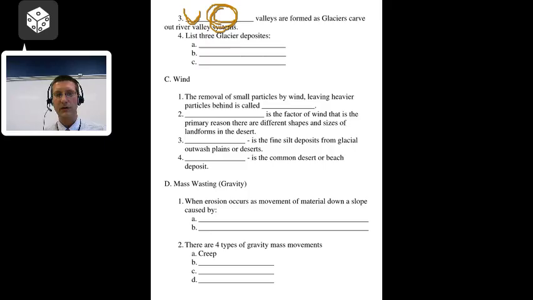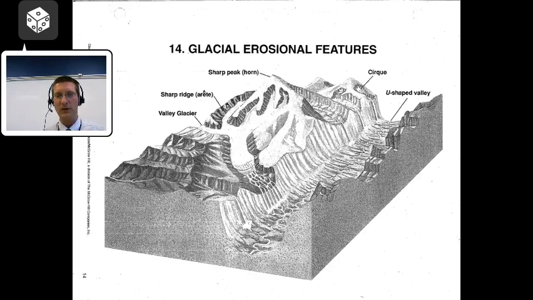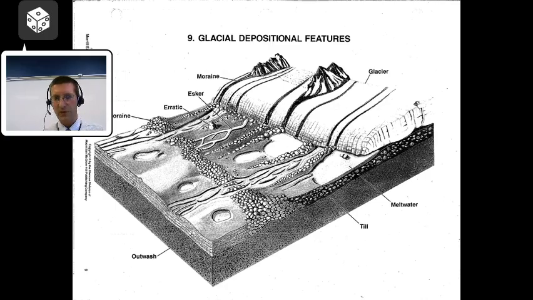Glaciers tend to have U-shaped valleys. So the letter U, shaped, is number three. What are some glacial deposits? Well, that's another picture to look at. This picture maybe is a little bit clear.